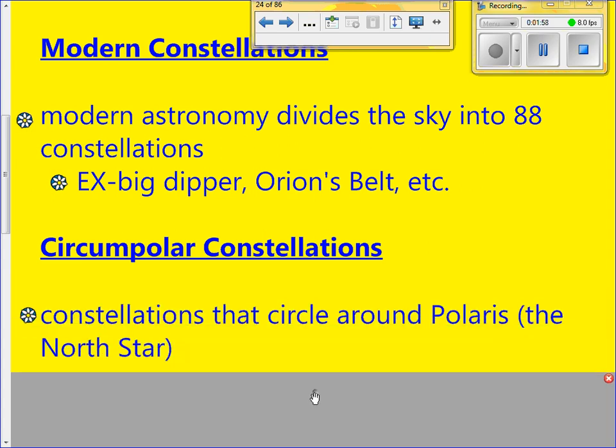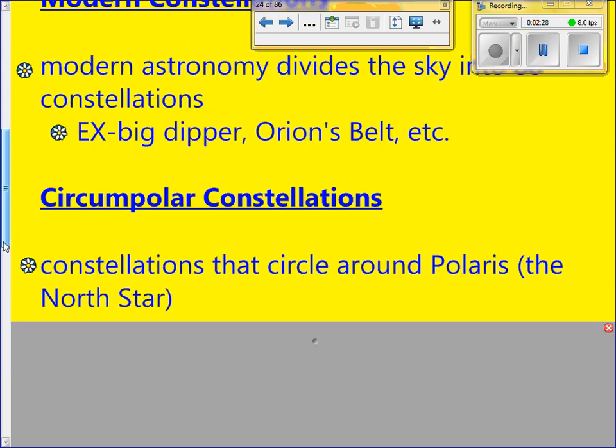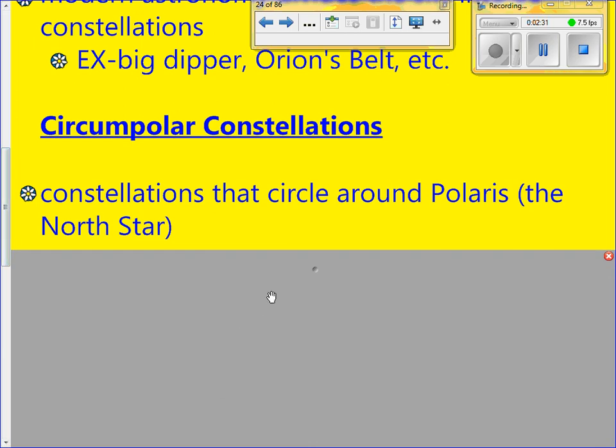Circumpolar constellations are constellations that circle around Polaris, which is another name for the North Star. As you know from math, circum typically refers to the circumference or something to do with a circle. So when we refer to circumpolar constellations, we're referring to constellations that circle around Polaris, which is our North Star, which is actually really far away from us.